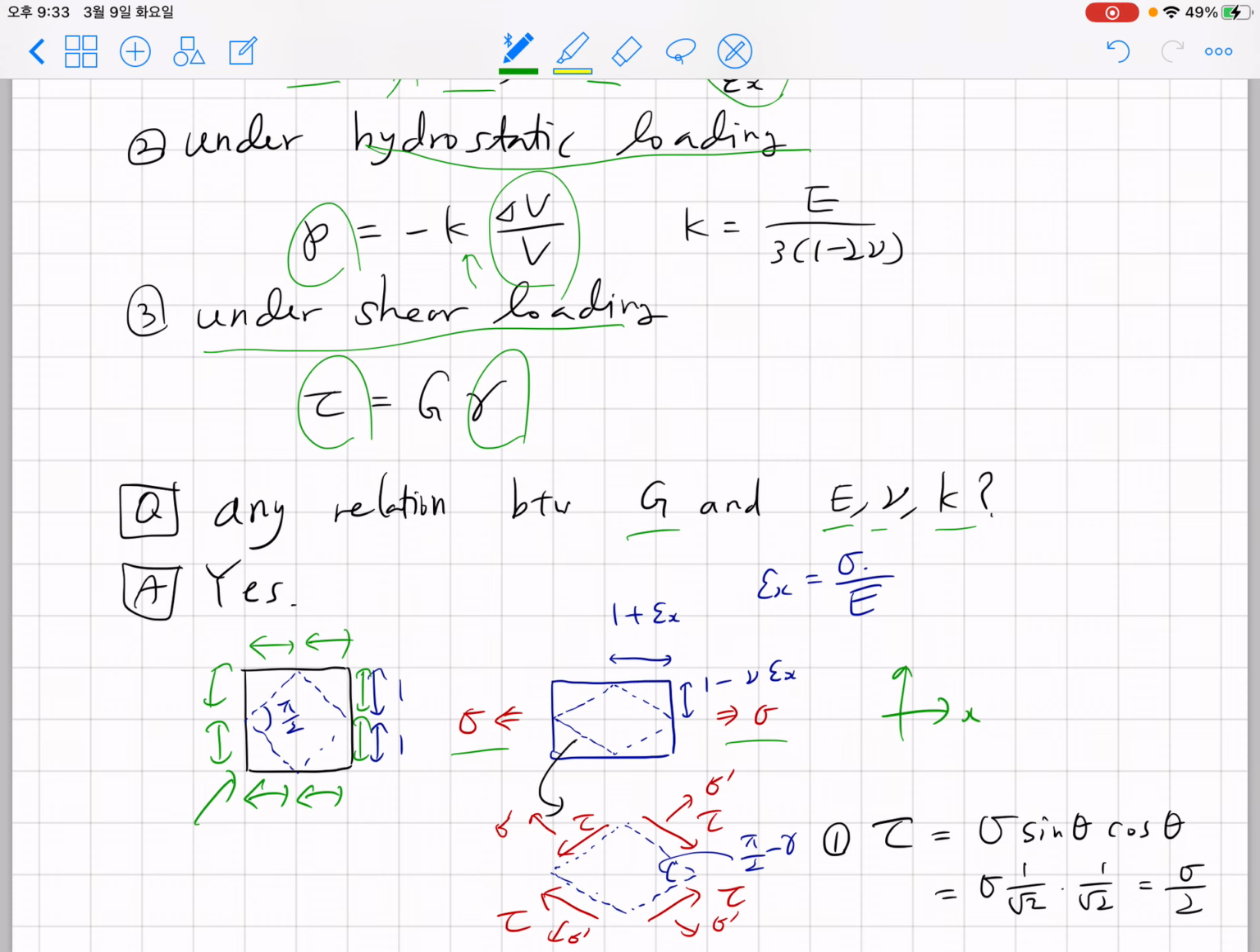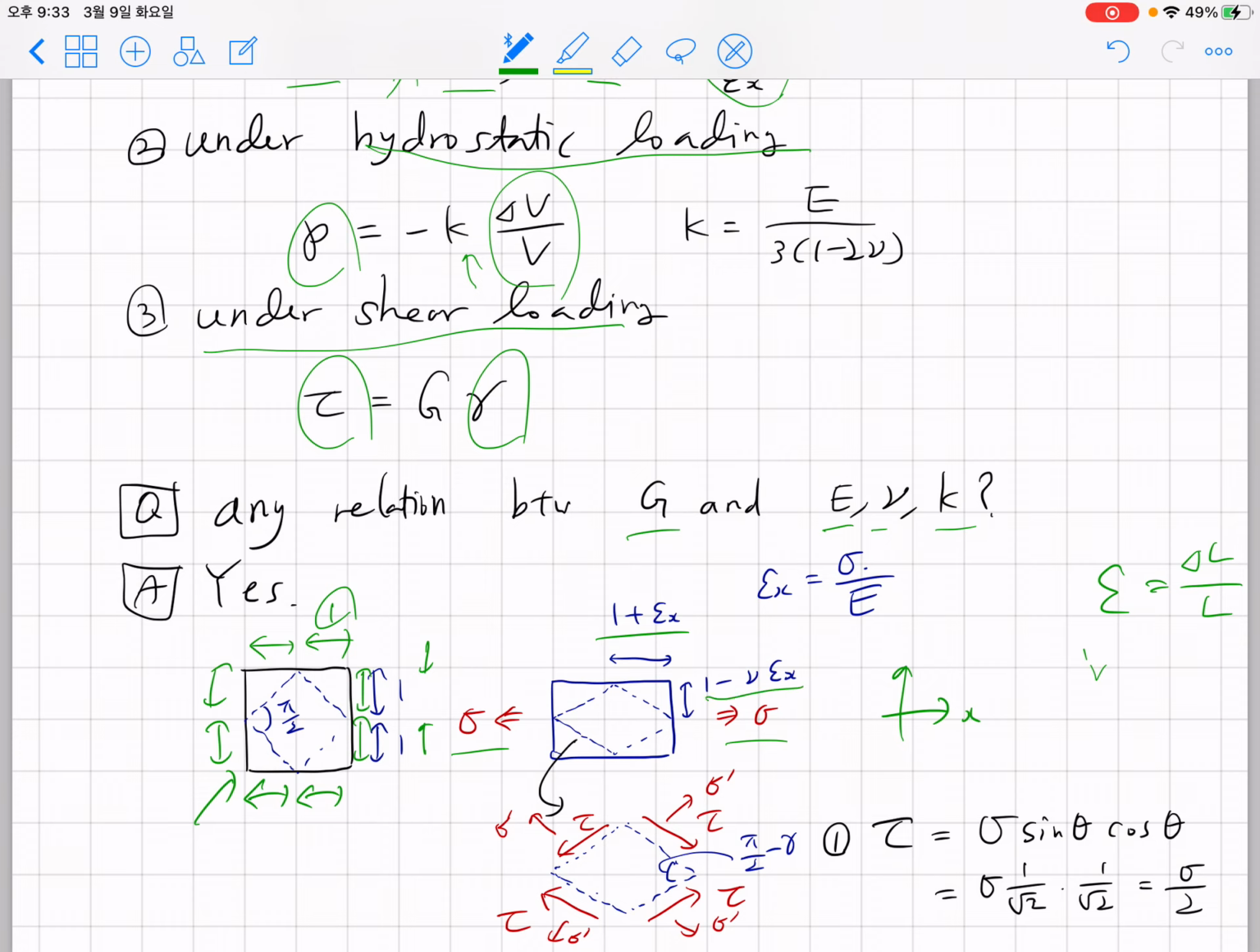Along the x direction, this original length of 1 will extend to 1 plus epsilon x. And along this lateral direction, originally 1, but now it's 1 minus nu times epsilon x. And please think about the definition of epsilon. The definition of epsilon is delta L over L for each direction. Then you will understand why.